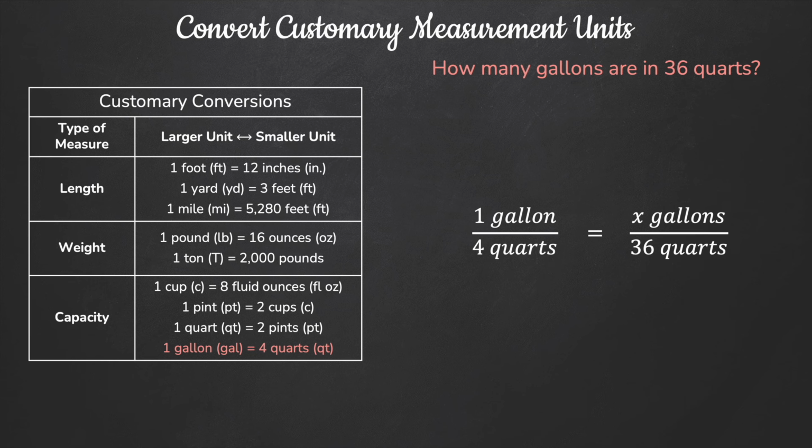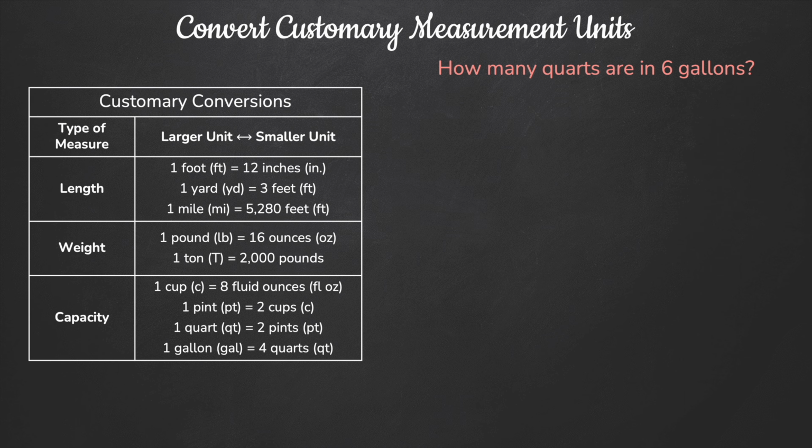So again, our numerators are talking about gallons and our denominators are talking about quarts. Now we're going to take our two numbers that are diagonal, which are 1 and 36, and multiply those two together. 1 times 36 is equal to 36, and then we divide by the last number, which is 4. 36 divided by 4 is equal to 9. So that means that there are 9 gallons in 36 quarts.